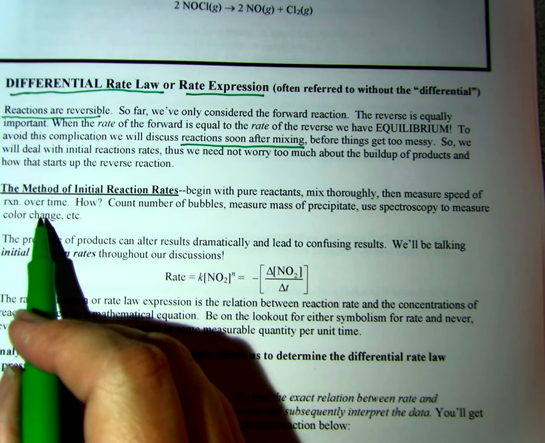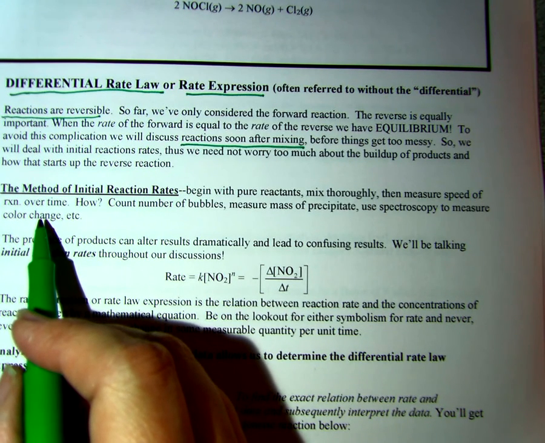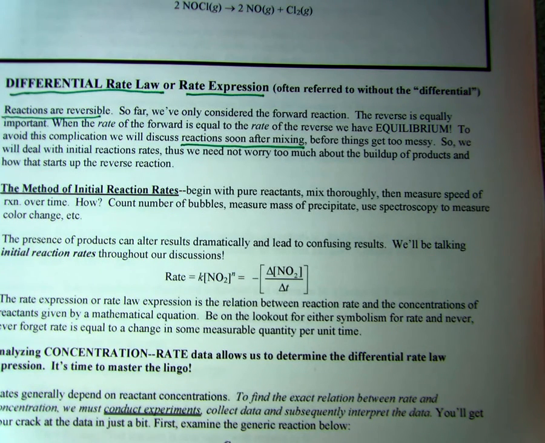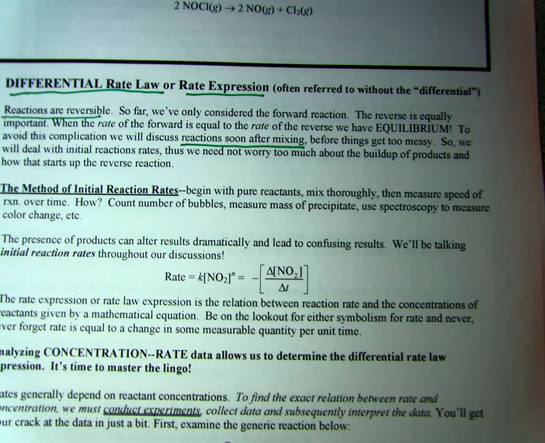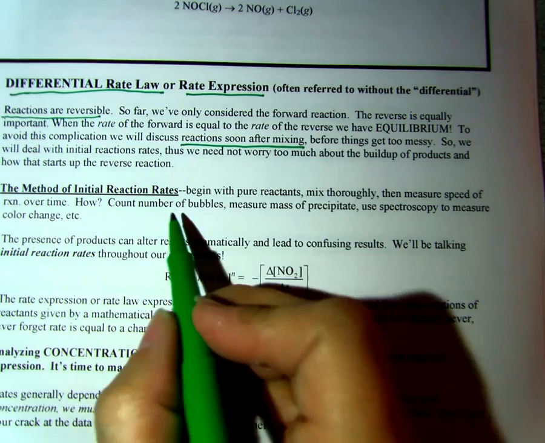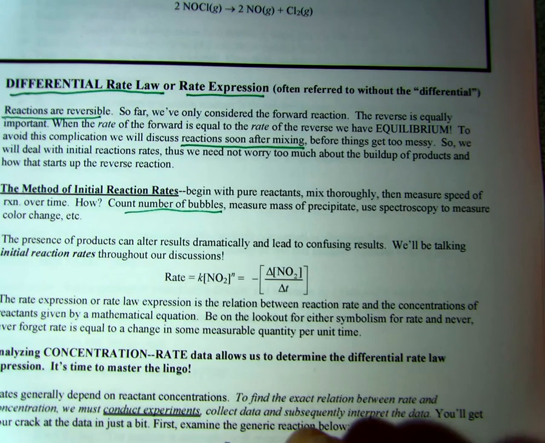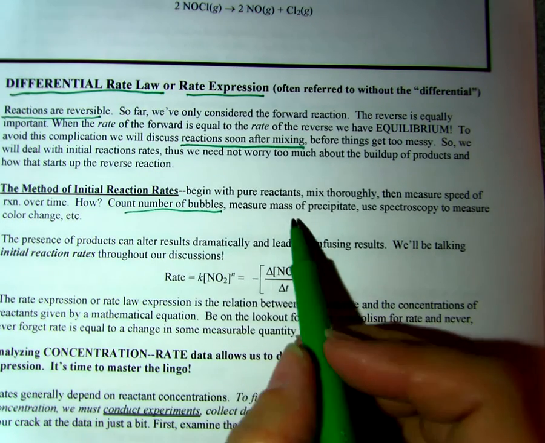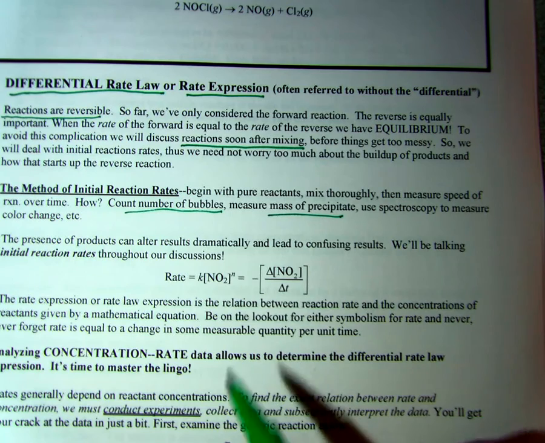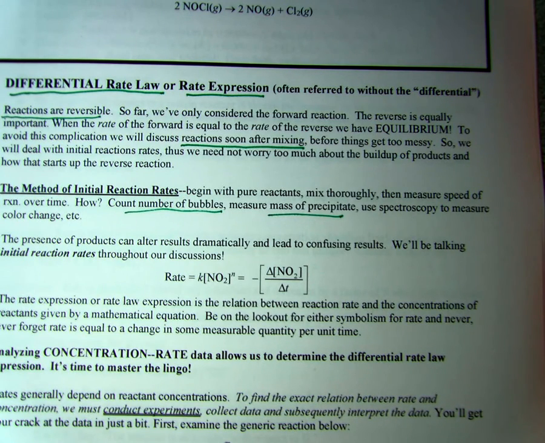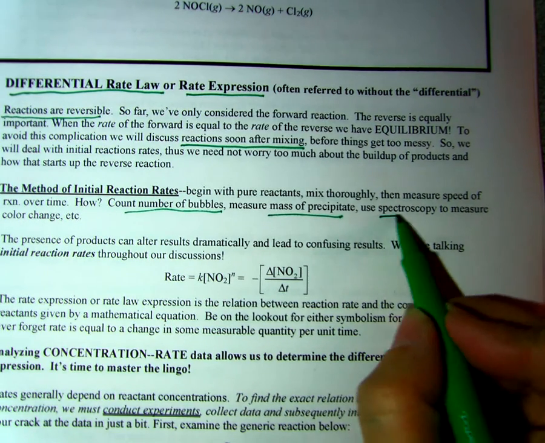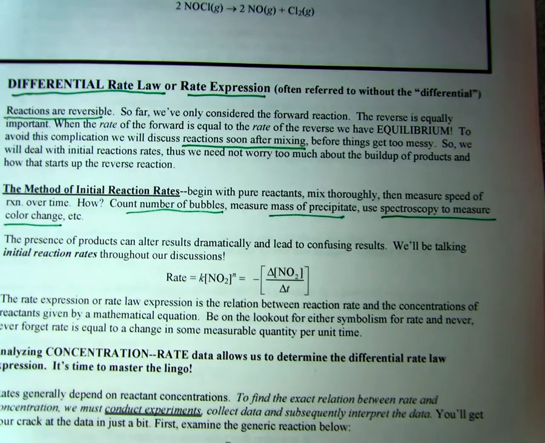How are you going to do that in an experiment? Is it the rise over the rate? Well, that is part of it, yes. But in the experiment, while the reaction is happening, you're going to be either counting the number of bubbles, which would be kind of hard to do, because bubbles are a really good sign of a reaction. You're going to measure the mass of the precipitate, so how much stuff falls to the bottom, what's solid. Or you're going to use something called spectroscopy to measure color change.